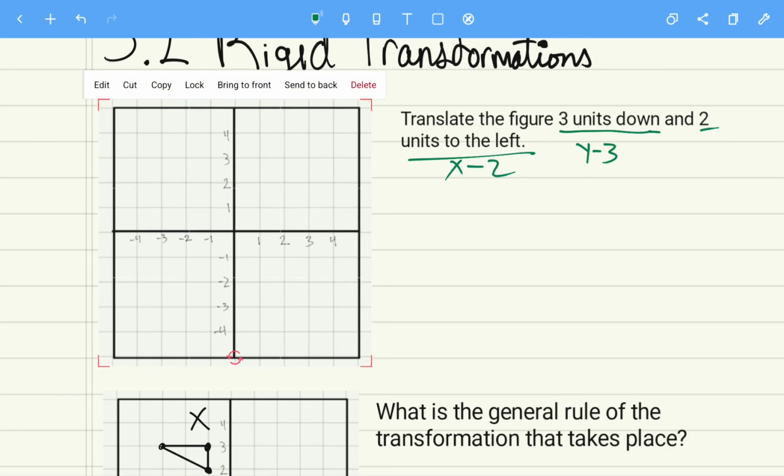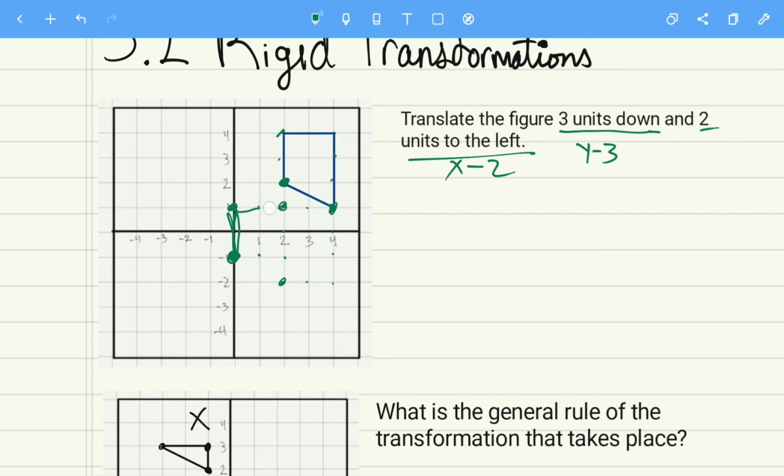Then you would do this for every point. So let's put another point right here. 1, 2, 3. 1, 2. 1, 2, 3. 1, 2. Those are the coordinates of our shape, so we could just sketch it right here. And we got our shape translated. So let's say this is x, this would be x prime.